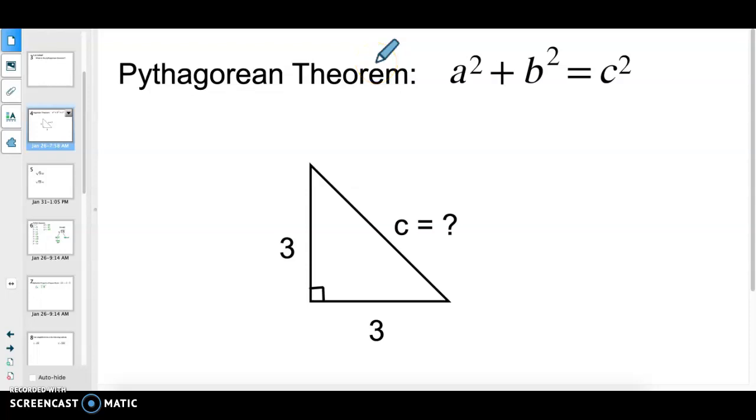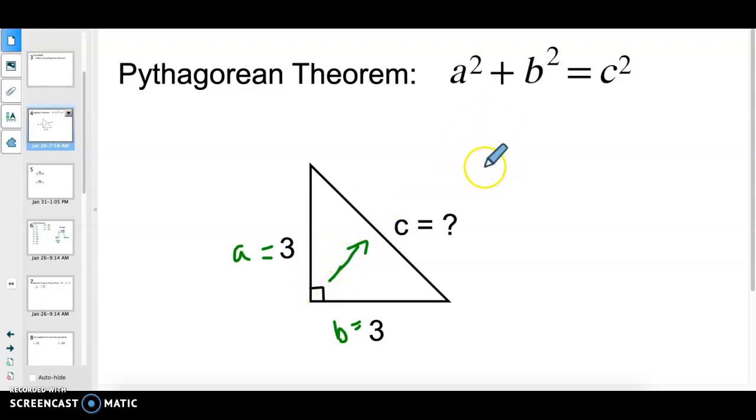Hey everybody, next year in geometry you're going to be doing a lot with shapes. One of those shapes is triangles, and you're going to be using Pythagorean theorem to find the missing side of triangles. So just a reminder, Pythagorean theorem is a squared plus b squared equals c squared. In this setup, a and b are the two sides that are not the hypotenuse, and c is always the hypotenuse, which is the side across from the 90-degree angle.